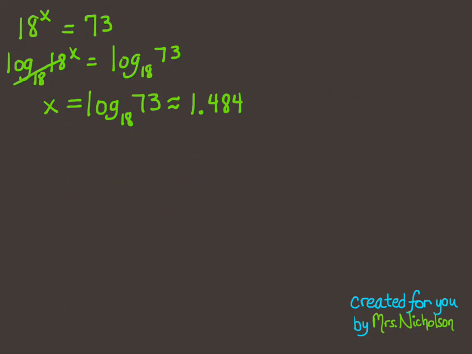If you were successful on this one, you should have ended up with log base 18 of 73. And again, you can leave the answer in that form. If you prefer a decimal answer, that's approximately equal to 1.484. And the way that we did that is we just took log base 18 of both sides to cancel out that base and get the x out where we could solve for it. Let's look at the next example.